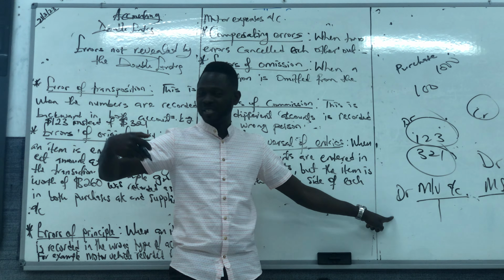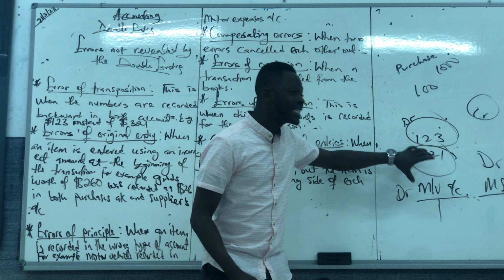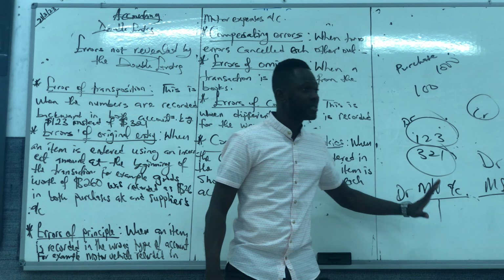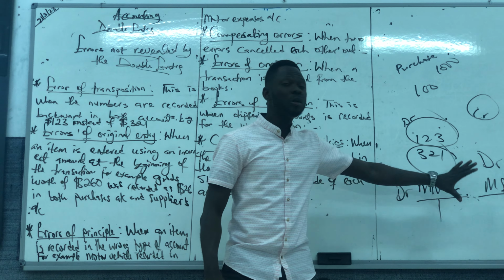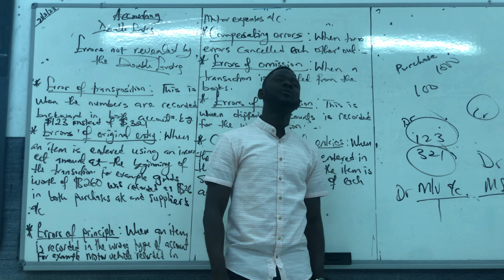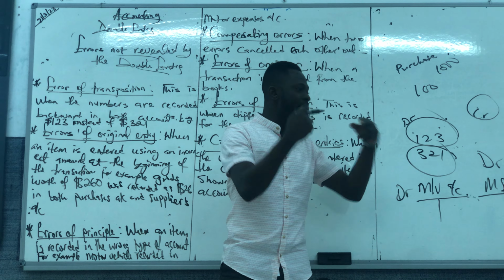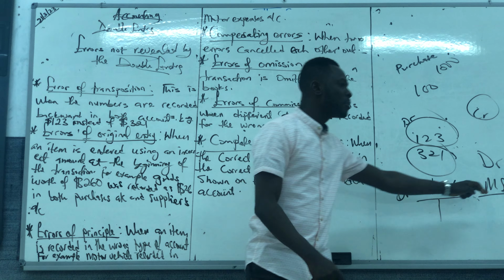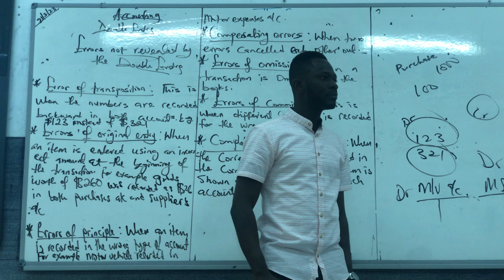You have to put your mind here, please. This is an asset. This is an expense you're incurring for the business. So they are both going to be debit entries. Yes or no? So instead of recording it in the motor vehicle account, you recorded the transaction in the motor expenses account.